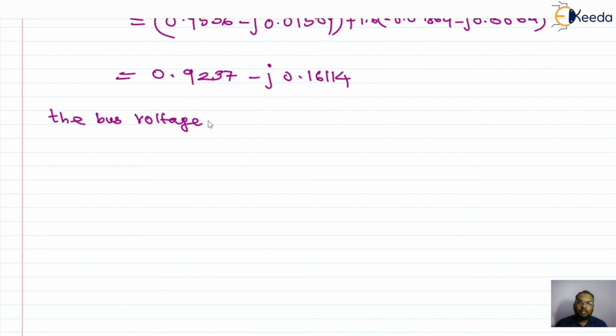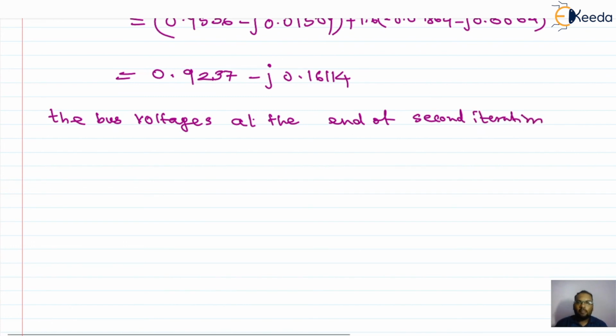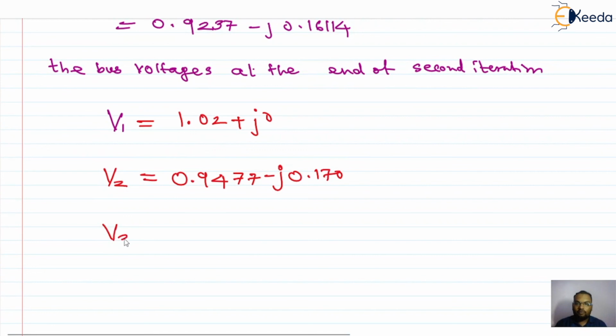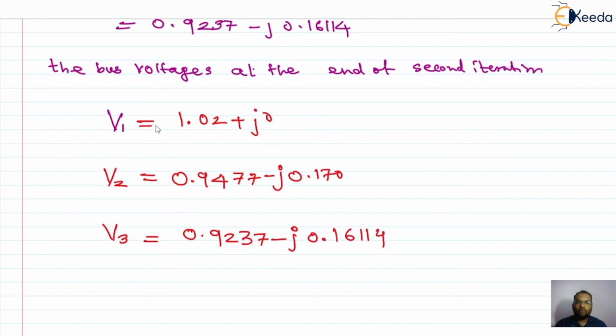Okay, so if I summarize, the bus voltages at the end of second iteration will be: V1 will remain same, 1.02 plus j0. V2 will be, we have calculated this value, 0.9477 minus j0.170, and we have calculated V3, 0.9237 minus j0.16114. Okay, all these are calculated at the end of second iteration, so we will mention the iteration count as well.